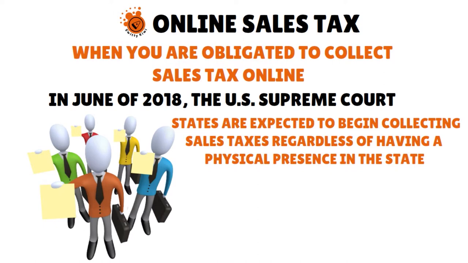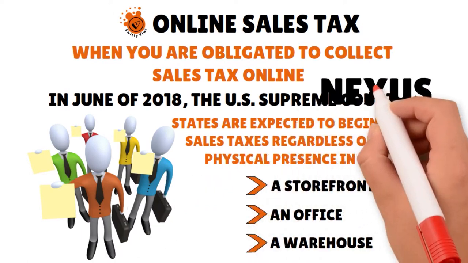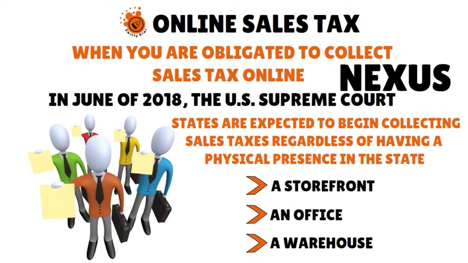So a physical presence means that you have some business facility in that state. It could be any type of business operation, such as a storefront, an office, a warehouse. All right. Now, one thing I want to really clarify here is that the word nexus is used by the law to describe the connection the sellers must have with a particular area before they are required to charge and collect taxes for online sales there.